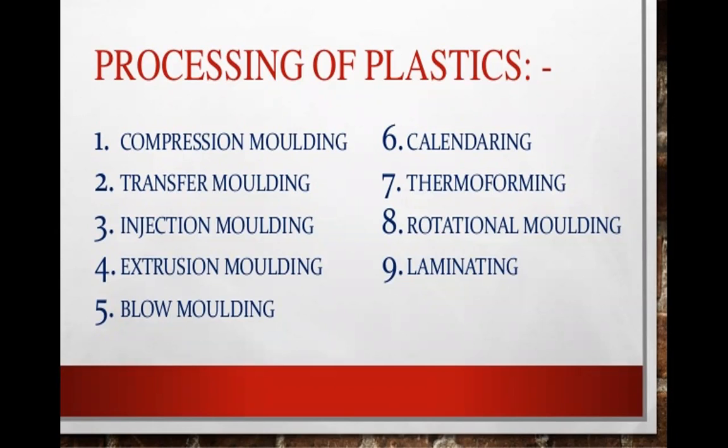Today, I want to discuss the processing of plastics. The processing of plastic is also known as fabrication of plastic. That means it is a process of molding the plastic into its desirable shape. That is called processing of plastic. Depending upon the type, we will shape the plastic. This processing of plastic can be classified into 9 types.